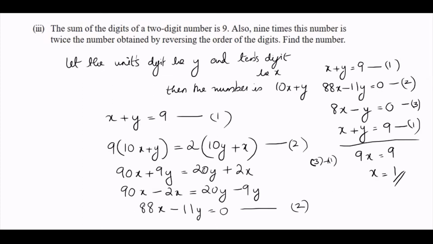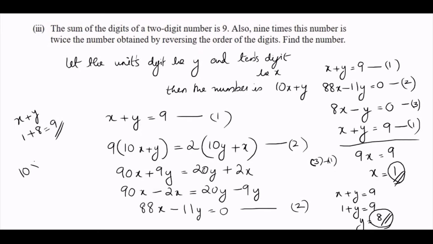Now substitute in any one of the equations and get the y value. So here it is x plus y is equal to 9. So 1 plus y is equal to 9. So y is equal to 9 minus 1, that is 8. y value is 8 and x value is 1. Now let's verify. So x plus y is equal to 1 plus 8, that is equal to 9. So it's given the sum of the digits is 9. Our number is 10x plus y, that is 10 into 1 plus 8, that is 10 plus 8, 18. So the two-digit number is 18.